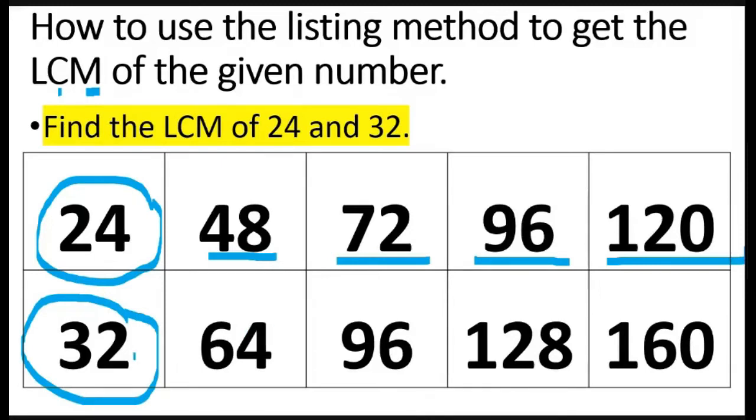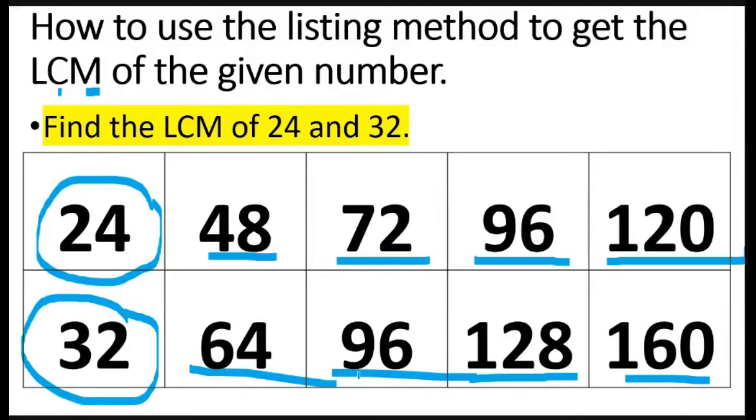So, 32 plus 32, 64. 64 plus 32 is 96. And then, 96 plus 32 is 128. And then, 128 plus 32 is 160. Now, if in GCF, greatest common factor, pinakamalaki. Dito, kay LCM, least common multiple. Pinakamababa. Ano yung pinakamababang magkaparehas?